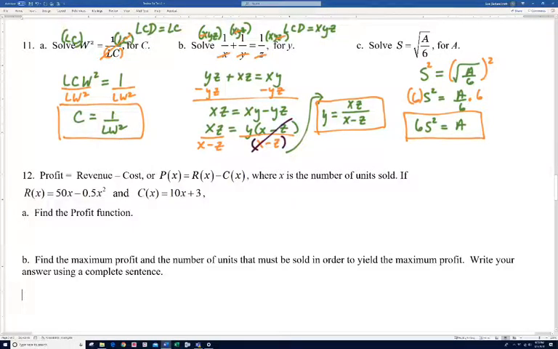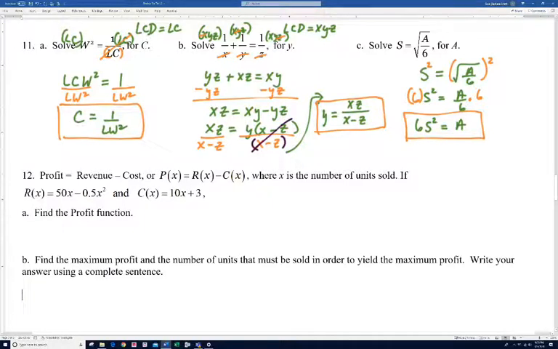All right, last problem. So we discussed the fact that the profit function is equal to revenue minus cost, which are the R(x) function and the C(x) function. And this is when x is the number of units sold. So you're producing some kind of product like bikes or whatever it is, and x is the number of bikes or the number of units sold. It could be any product.